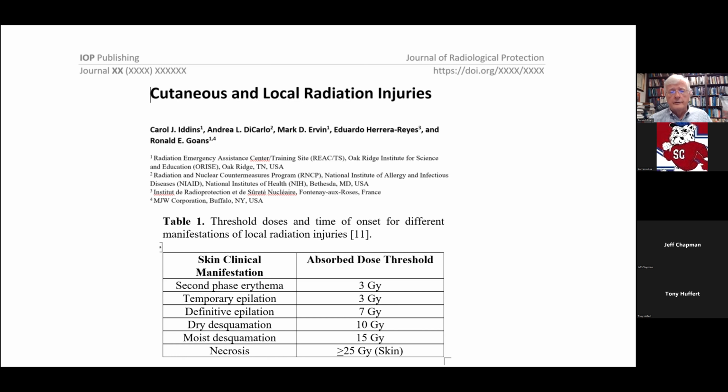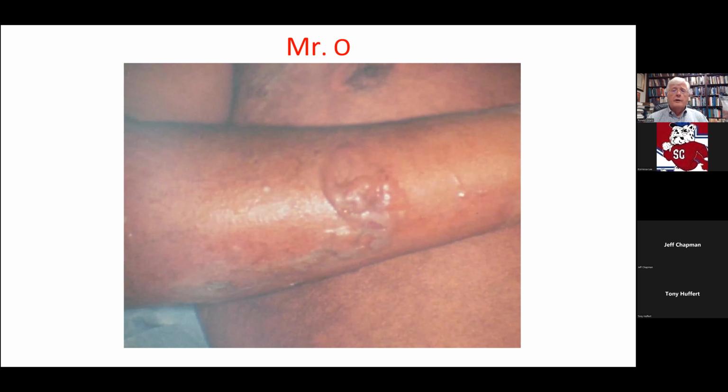Our case that we're about to finish dealing with in Michigan probably got 18 gray or so. We weren't sure it would heal, but apparently it is healing. It's good. So here's Mr. O. Here's his skin. On his right arm, you have erythema, you have blistering.